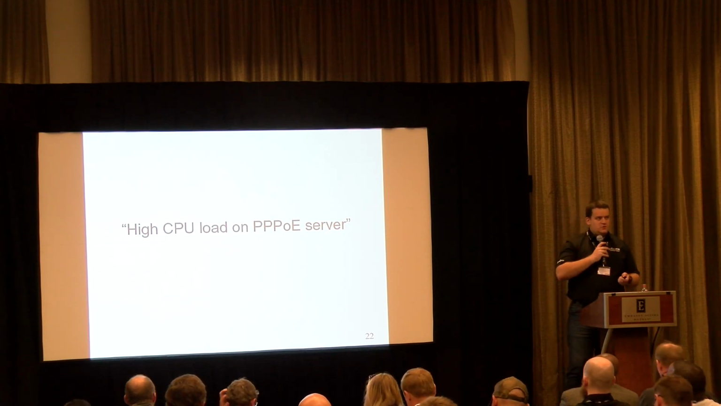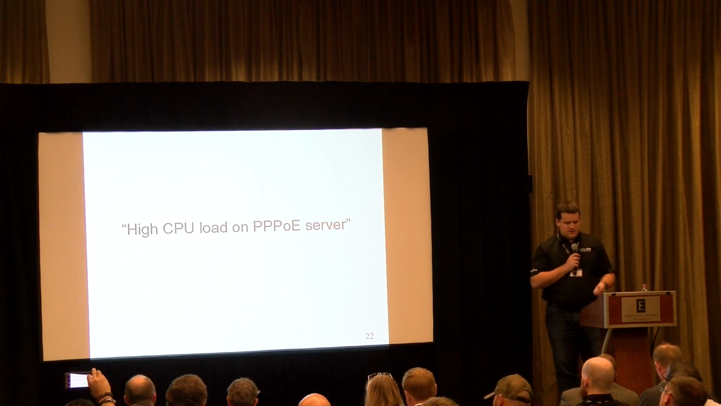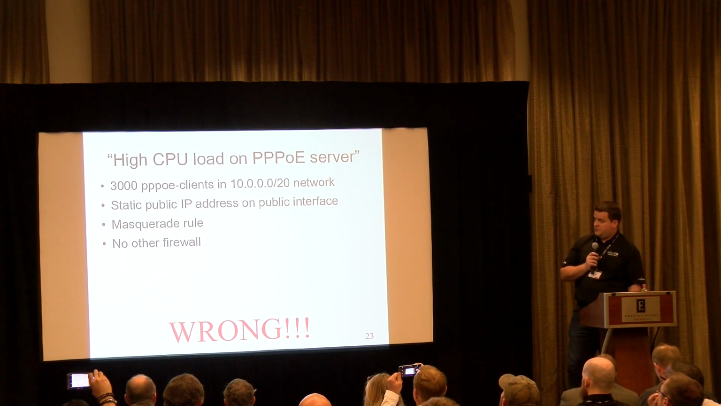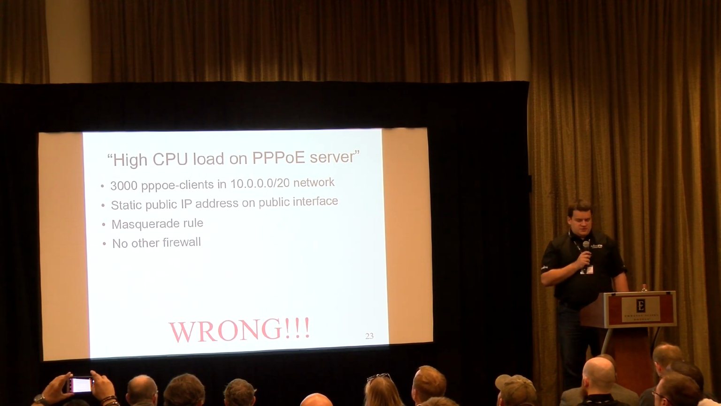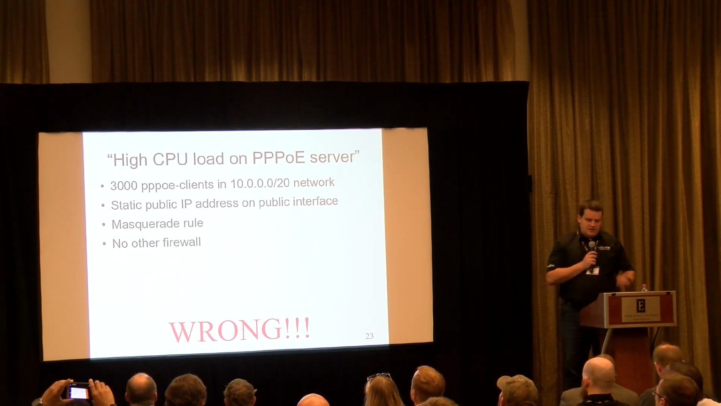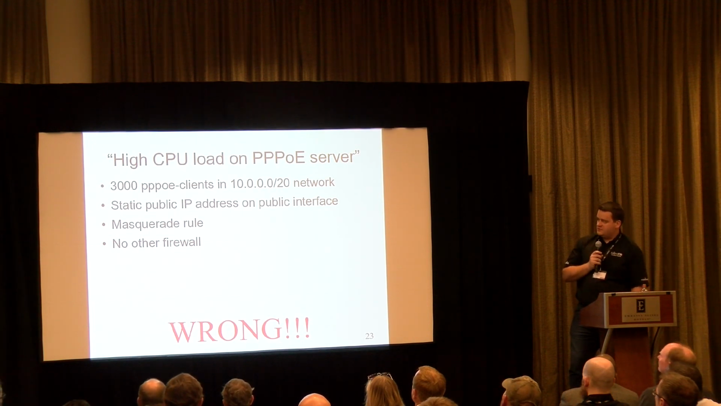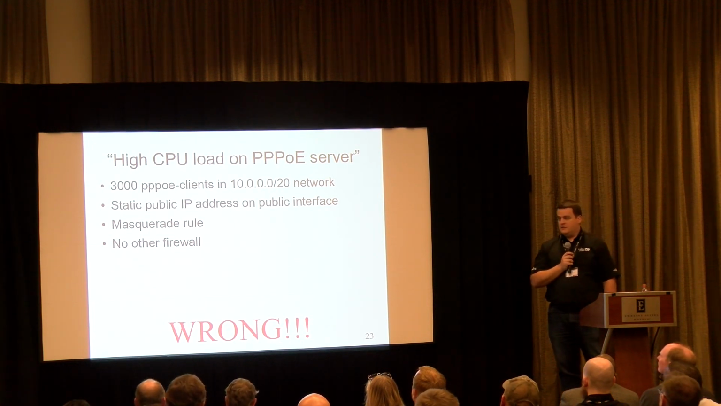So, high CPU load on PPPoE server, but this time we have a much simpler configuration. Again, we have 3000 PPPoE clients, /20 network, we have a static public IP address, we have a Masquerade rule and no other firewall, and this is wrong. So what can be wrong here? It's like the simplest configuration ever.